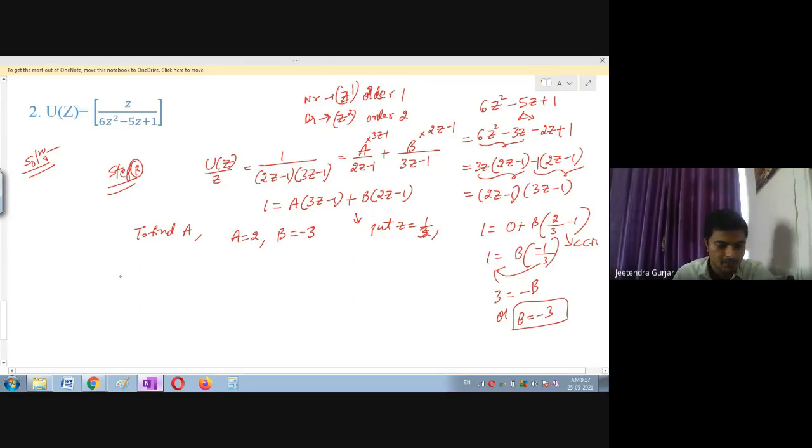Okay, now you are going to take U of Z divided by Z is equal to A is 2 divided by 2Z minus 1, and this is minus 3. So this is minus 3 divided by 3Z minus 1, students. So everyone has got this answer now. Any doubt till here, students? Please tell me. I'm requesting everyone, if you have any doubt, please ask me.